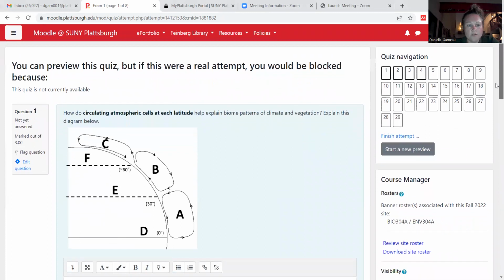All right, so we've got our first question, which deals with our circulating air masses. If you remember, these air masses have their own names, but I wasn't requiring you to learn them. The polar cells are up at the top, the Hadley cells down towards the area where we're located. But the big take home message here is how do they explain those biome patterns in climate and vegetation? It all has to do with how they circulate the moisture, right?